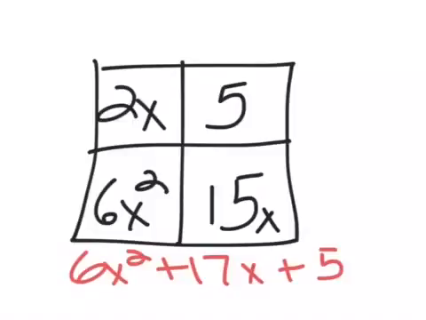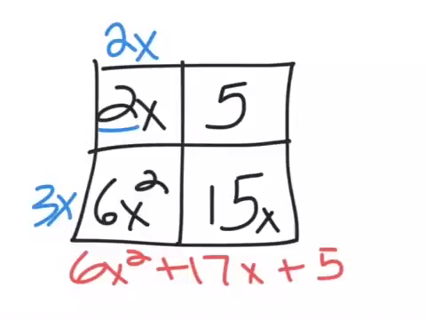Thinking about how you would get 6x squared, you could do your factors of 6, 6x and x, or you could do 2 and 3. We're just going to have to play around with it. If we use 2 and 3, that will work. If I do 2x here and 3x here, that'll work.